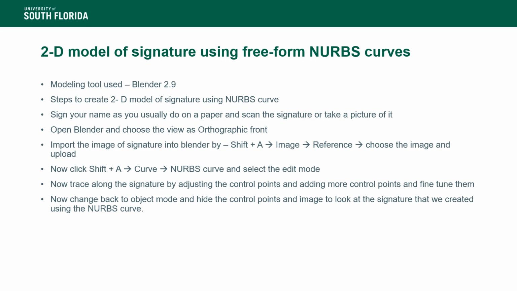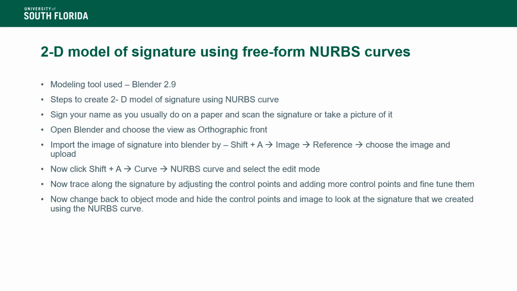First, you sign your name as you usually do on a paper and scan the signature or take a picture of it. Now, open Blender and choose the view as orthographic front. Now import the image of the signature into Blender by clicking Shift plus A, and you get the option to select an image. In that you choose reference, choose the image and upload.